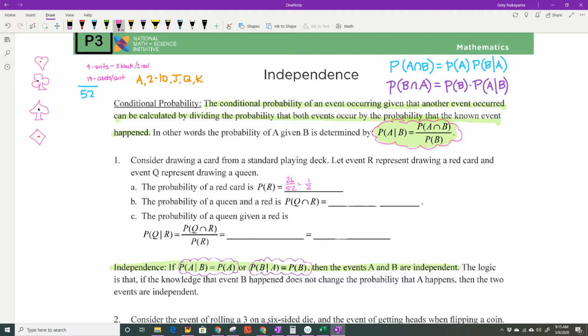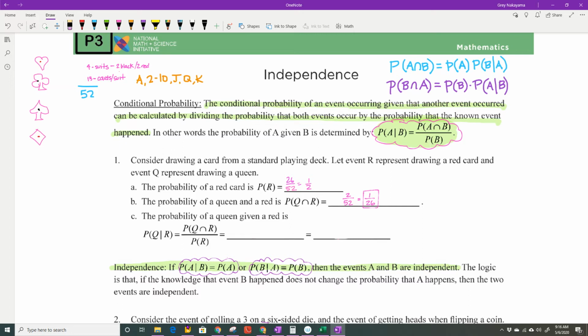Okay. The probability of a queen and a red. Okay, y'all. The key to doing these problems is you need to think about how many events are happening. So when I draw, this is just drawing one card. So how many cards are queen and red? Well, that's the queen of hearts and the queen of diamonds. So that is 2 out of 52, which becomes 1 out of 26.